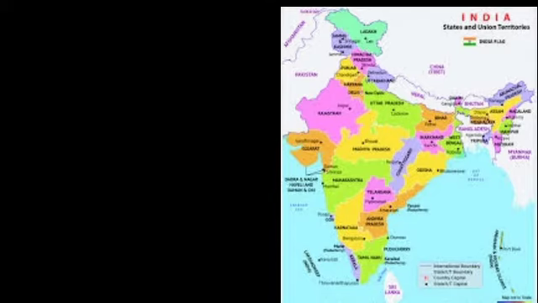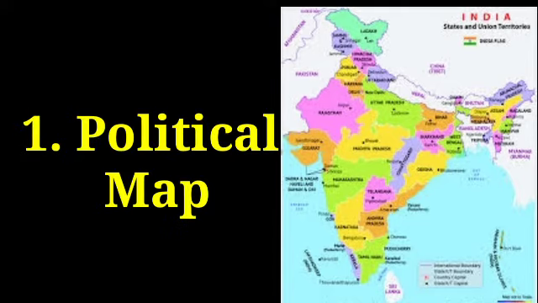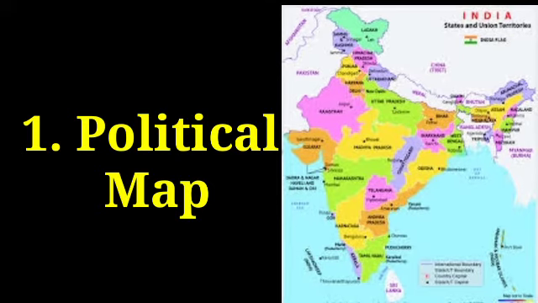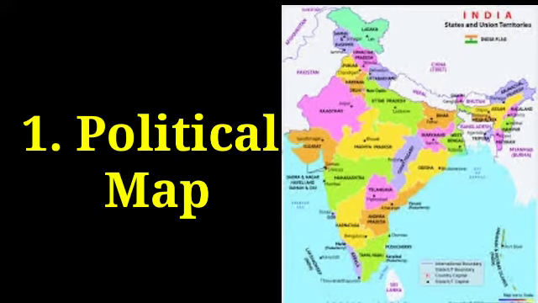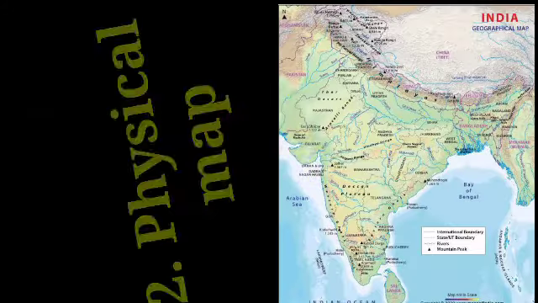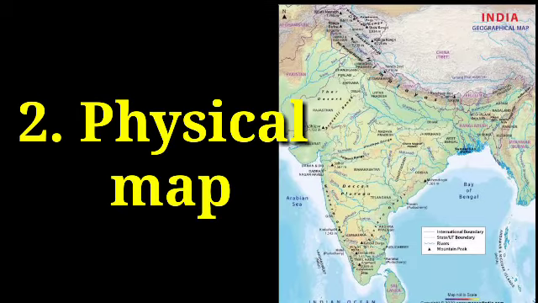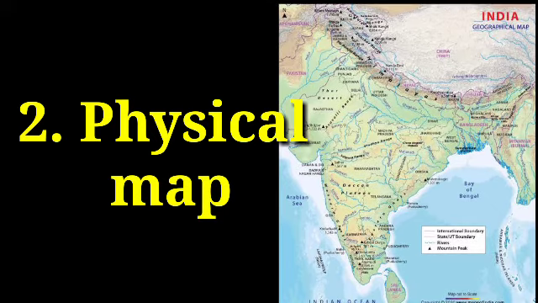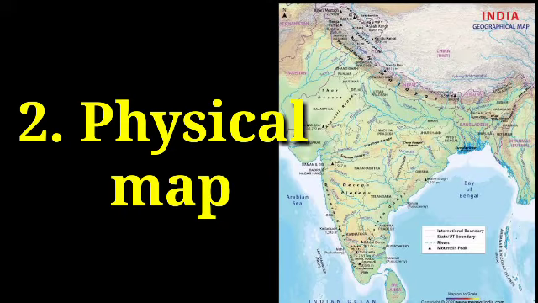Now let's discuss types of maps. The first type is political maps. Political maps are those maps which show continents, countries, states, and cities. They show the political boundaries of all these areas. So these are political maps. The second one is physical maps. Physical maps are those maps which show all the physical features available on the Earth's surface, for example, mountains, plateaus, plains, rivers, etc.